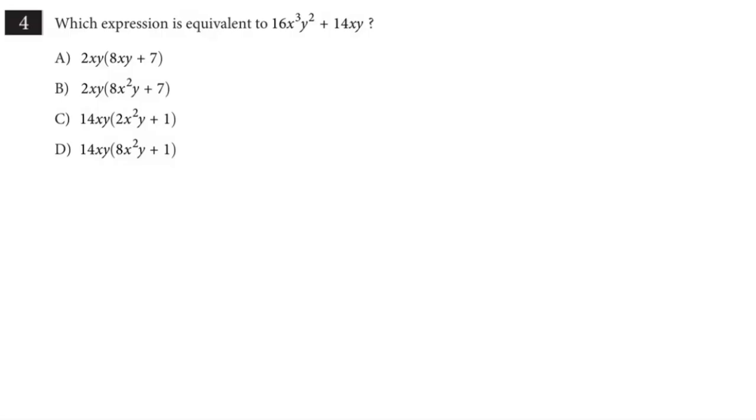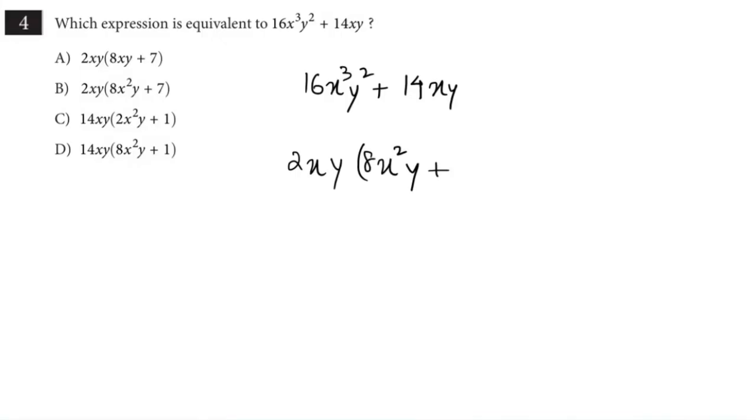Question 4: Which expression is equivalent to 16x cubed y squared plus 14xy? Observe each option is in factorized form, so you need to factorize this expression. Let me just write it first. You need the highest common factor of 16 and 14, so 2 goes out. Pull out the x and factorize y squared and y, and you're going to get a y. This will be 2xy times (8x squared y plus 7). So that's the correct answer. See which option looks correct. B is the correct answer.